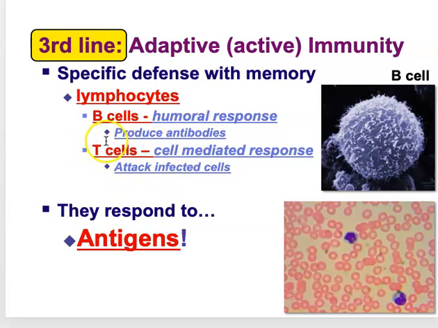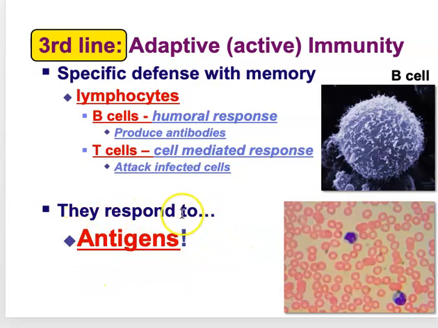You also have the T cells, which are also another type of lymphocytes, and they are responsible for your cell-mediated response. We'll talk about that later on. And instead of producing antibodies, what they do is that they're the direct attackers of your own cells that have been infected by different pathogens. Both B cells and T cells, they're going to respond to something that are called antigens.